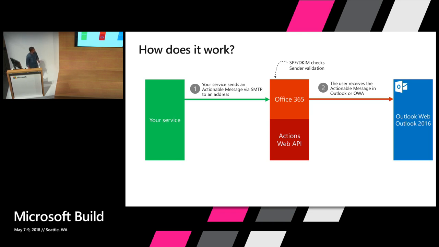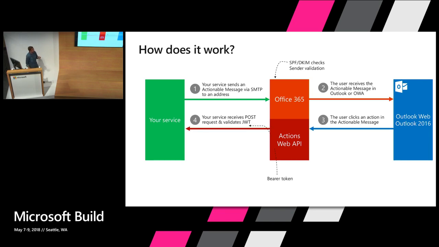So it's seamless. When a user clicks on the action, the HTTP post doesn't directly land on your service. It is relayed through the Office 365 Actions middle tier, which adds a bearer token. It's a standard JWT token, a JSON web token. When you validate this JSON web token, you can verify that this request actually came from Office 365, and no one else is trying to do a man-in-the-middle attack on your service. You would also have additional information, such as who actually performed the action, so you don't have to re-authenticate the user.